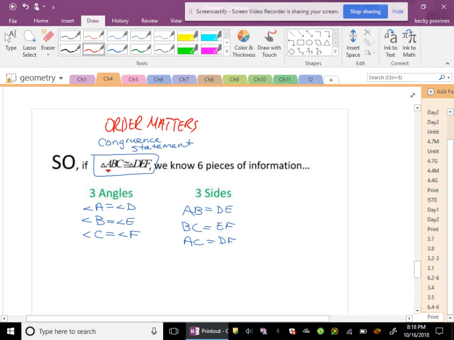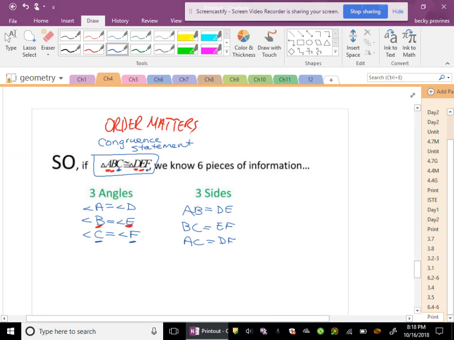For instance, the first letter here, A, is corresponding and congruent with the next first letter, which is D. So I wrote angle A is equal to angle D. Next, I have angle B, and it's the second letter, so it's corresponding and congruent to angle E. And lastly, I have angle C. It's corresponding congruent with F.